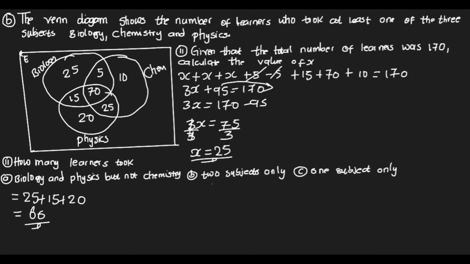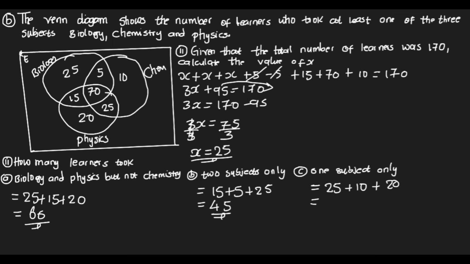Now let's move on to B, two subjects only. So if you have a condition of only, so this one and this, these three numbers indicate two subjects only. So it is 15 plus 5 plus 25. So 15 plus 5 is 20 plus 25 is 45. Then one subject only. These numbers have one subject only. So this is 25 plus 10 plus 20.